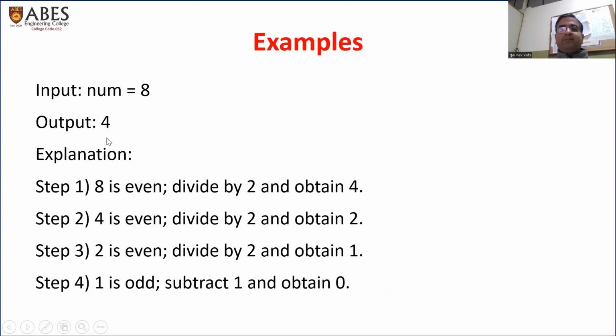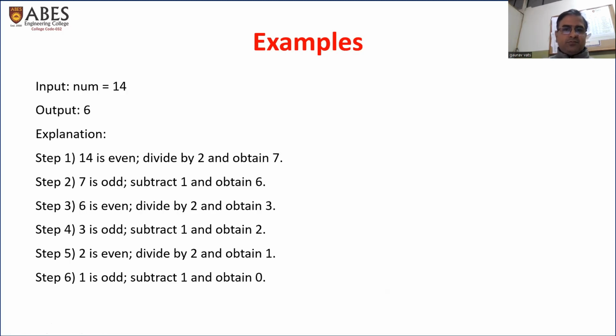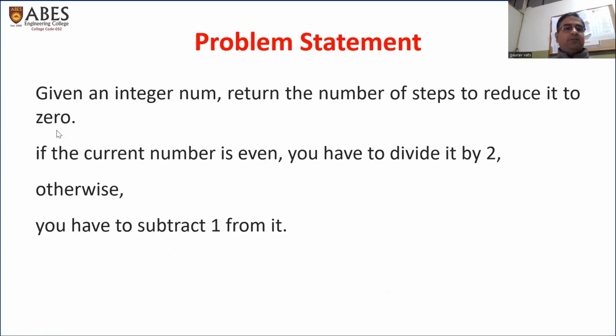So these are the two examples for this problem, where you are given an integer number num. Return the number of steps to reduce it to 0. Okay, we have to return the number of steps. And the constraints are: if the current number is even, divide it by 2. And if it is not even, then subtract 1 from it. Right?